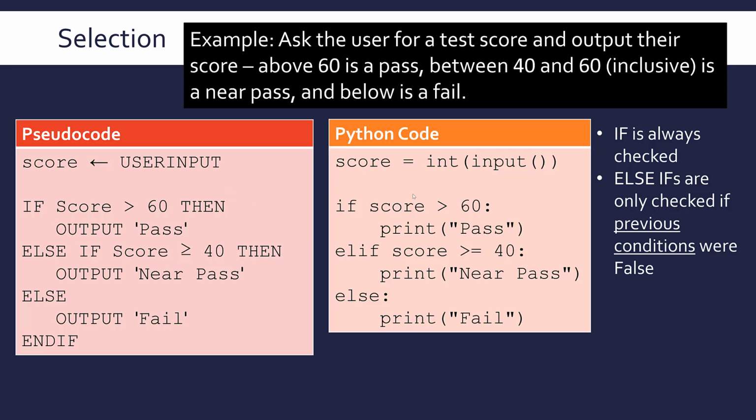Right? Let's say we got 65 on our test. Well, score is bigger than 60, and so we print pass. We would not also check the elif because that first condition was true. So it skips the rest with elifs. Likewise with else. Else is only checked if all other conditions were false. So we'll only print fail when we have tried and not met any of the other conditions. So that sequencing is important to understand the difference between if and elif. And you can have several elifs or else ifs, that's absolutely fine.